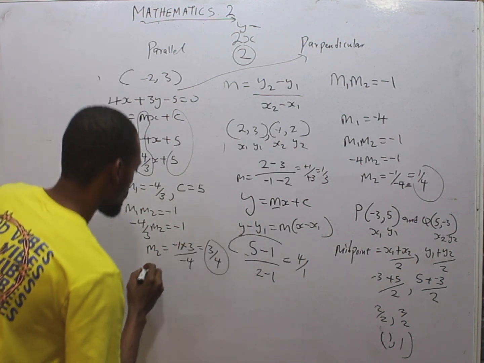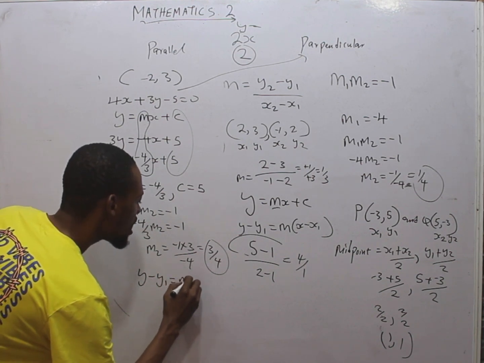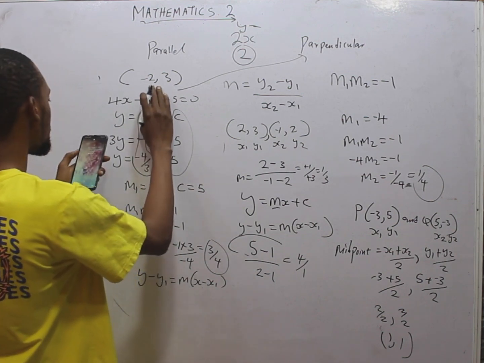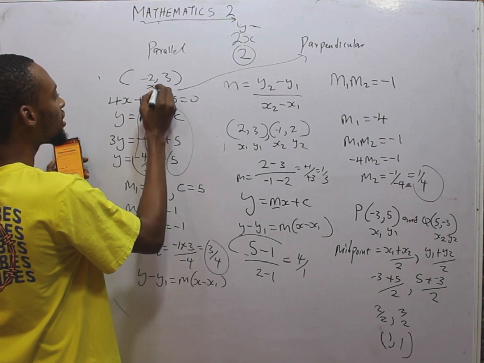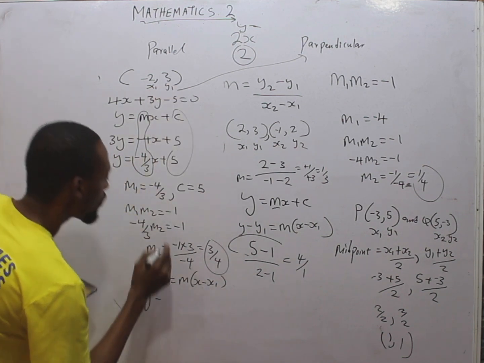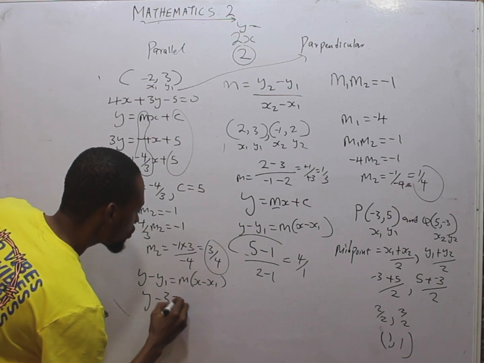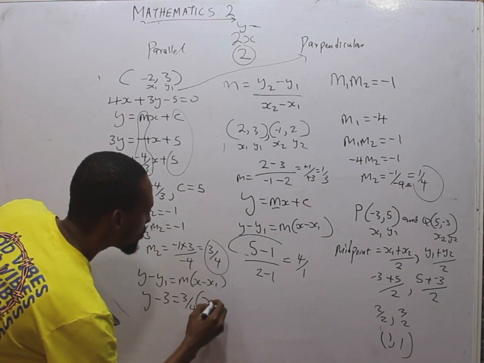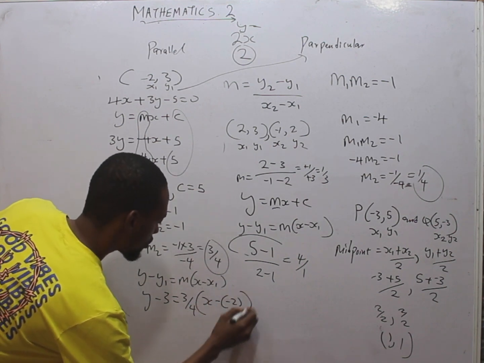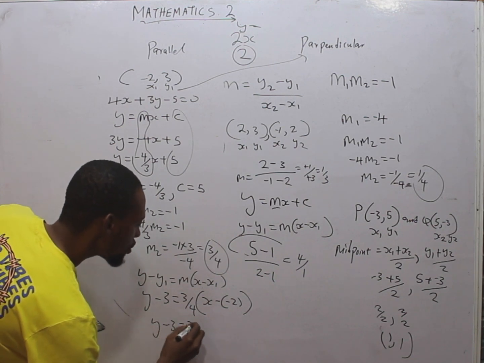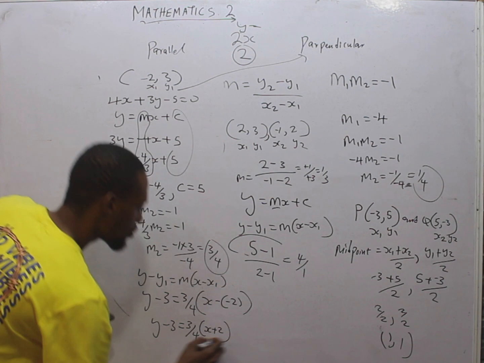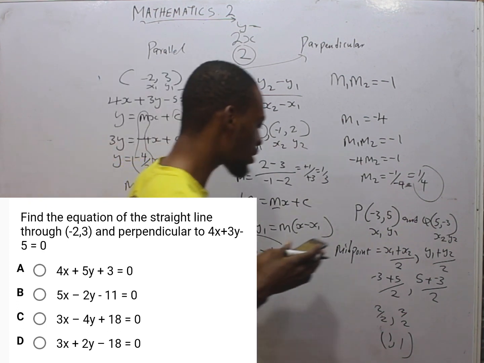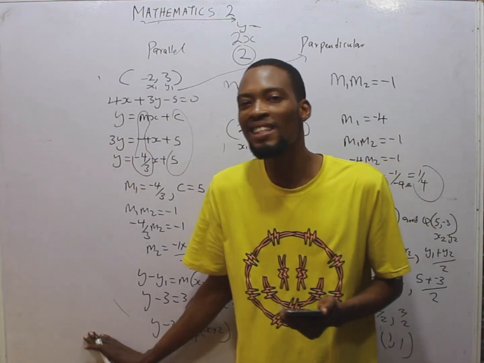And from the equation, y minus y1 equals m(x minus x1). Look at the second one. Look at the coordinates. This is x1, this is y1. So y minus y1, 3, equals m, which is 3 over 4, times x minus x1, x minus 2. So this is y minus 3 equals 3 over 4 (x plus 2). And when you simplify that, you should be able to get 3x minus 4y plus 18 equals 0. If you don't get that, let me know.